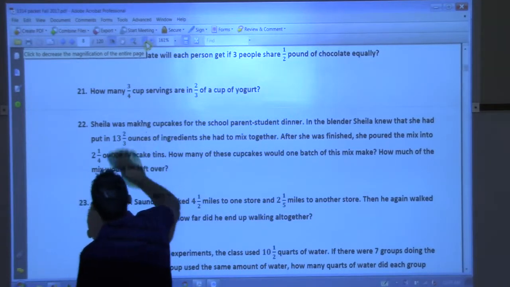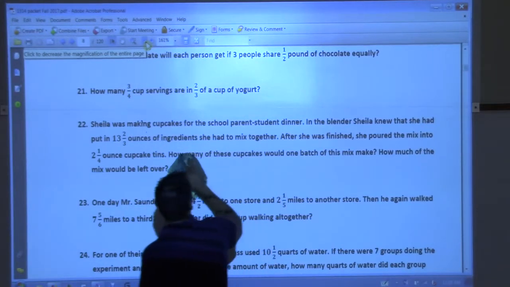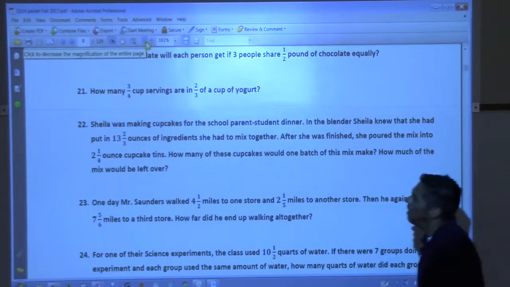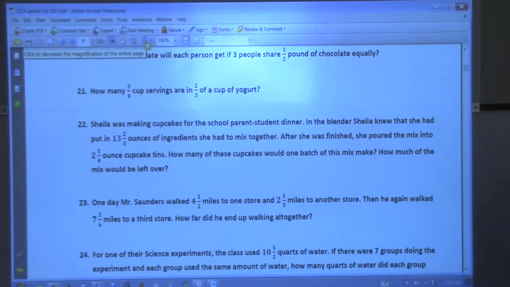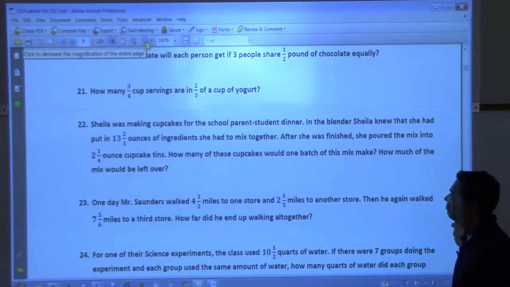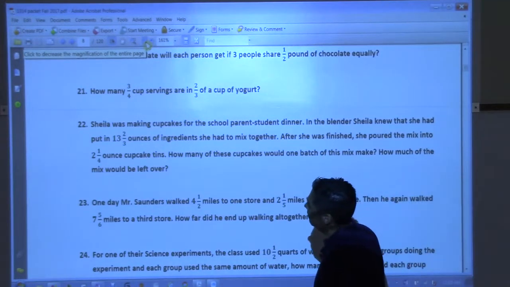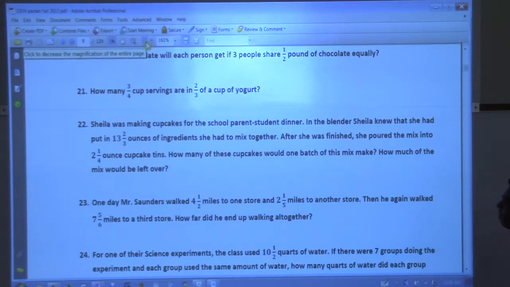All right, so Sheila was making cupcakes for the school parent-student dinner. In the blender, Sheila knew that she had to put in 13 2/3 ounces of ingredients she had to mix together. After she was finished, she poured the mix into 2 1/4 ounce cupcake tins. How many of these cupcakes would one batch of this mix make? How much would be left over?